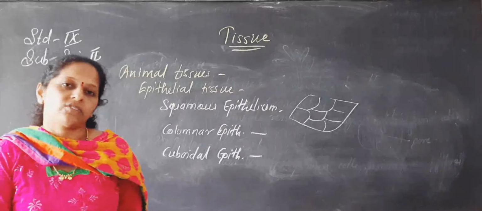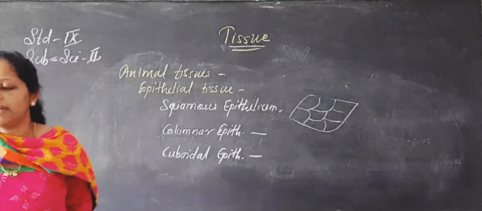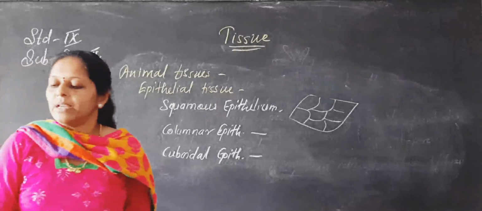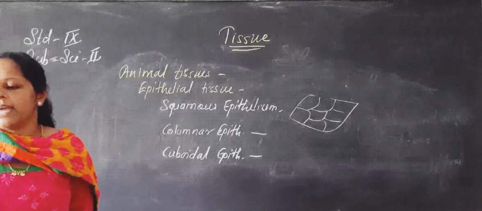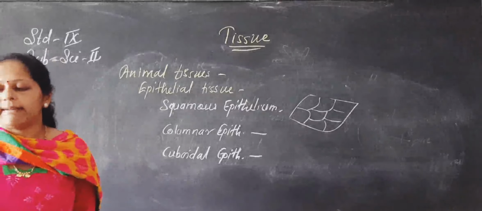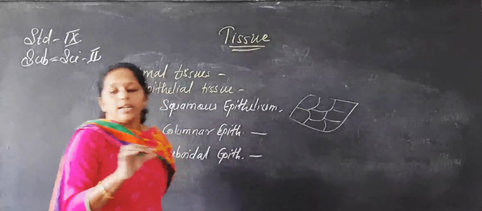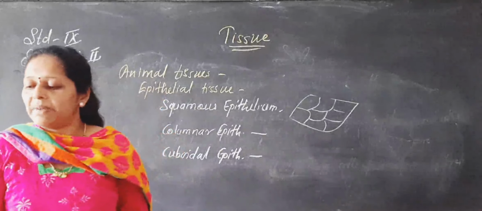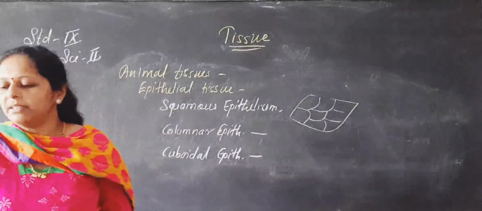It is present, that is called a simple squamous epithelium. Simple squamous epithelial cells are extremely thin, flat and form a delicate lining. It is a very delicate, soft lining.